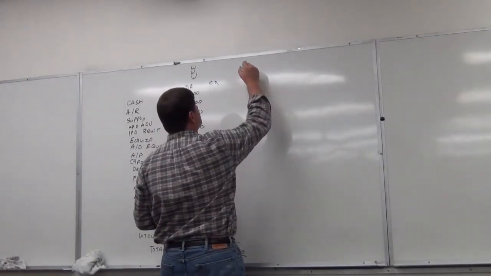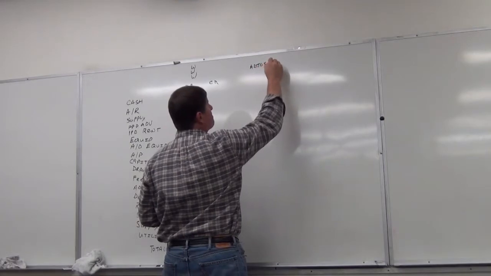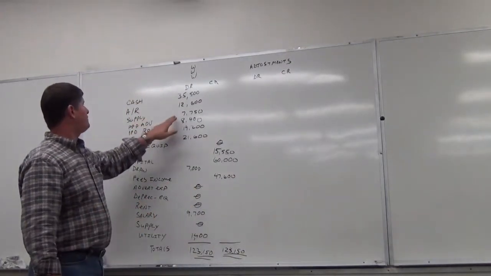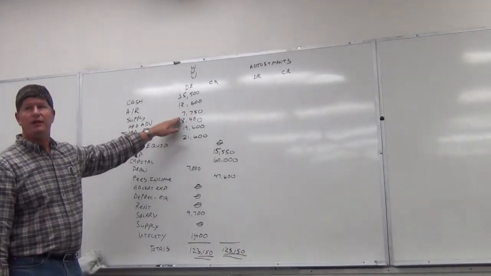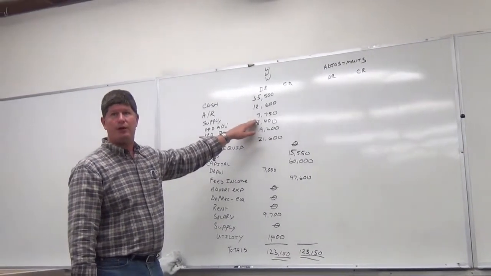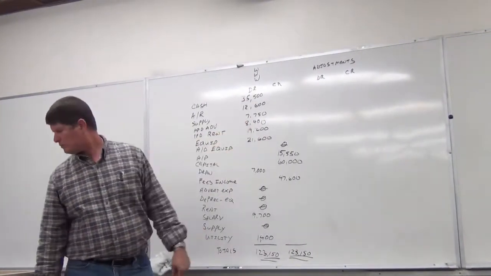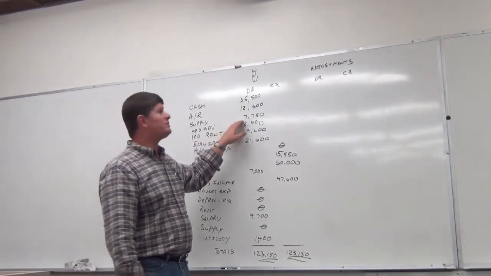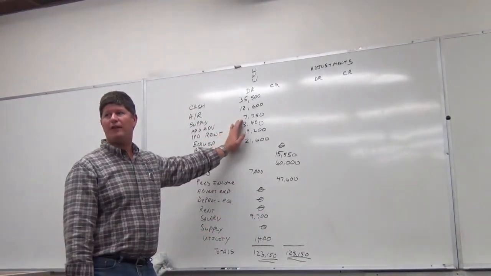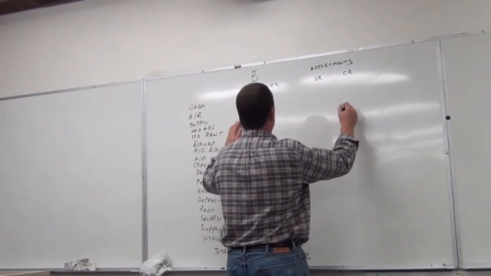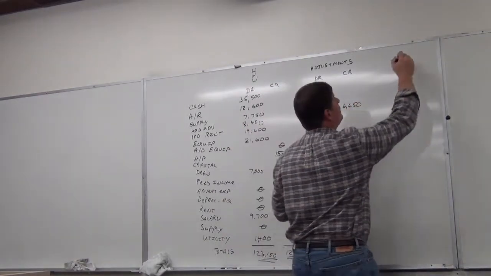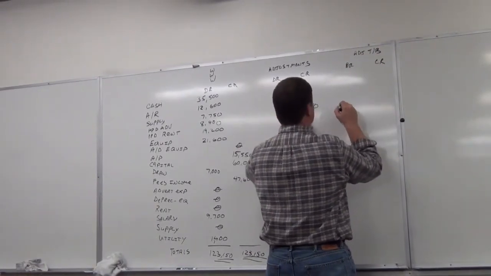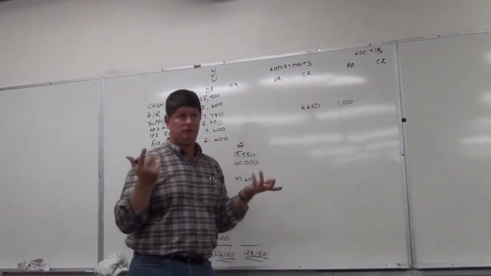So I need an adjustments column, correct? So supplies, I have $7,750 on hand at the beginning of the month. My ending balance is $1,100, correct? So what's the difference? 6,650. So I have to do what to this balance to get it to go there? I have a debit, I have to credit it to get it to go down. 6,650. So I'm going to have a remaining balance of 1,100.